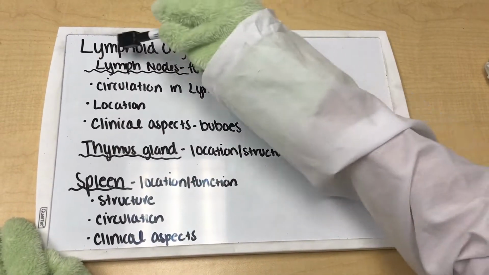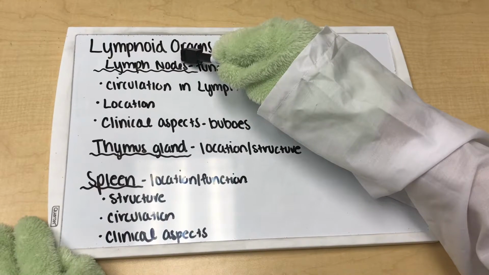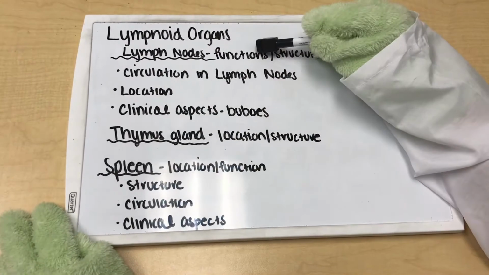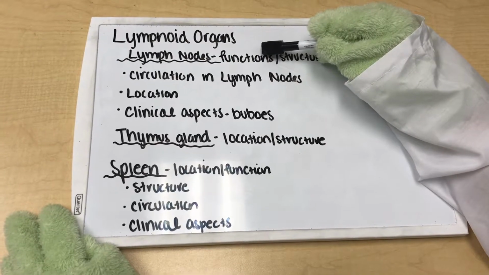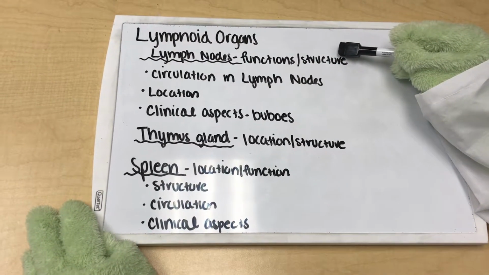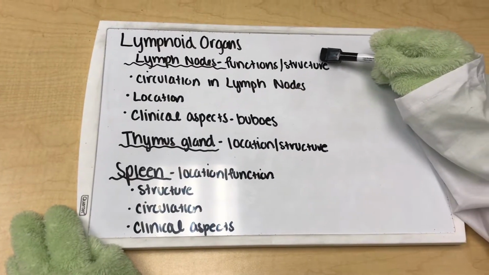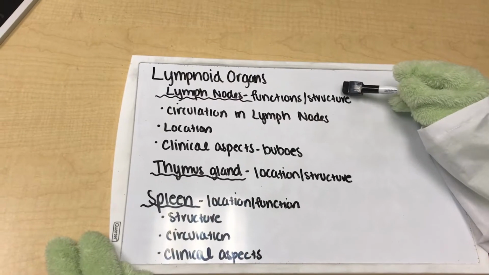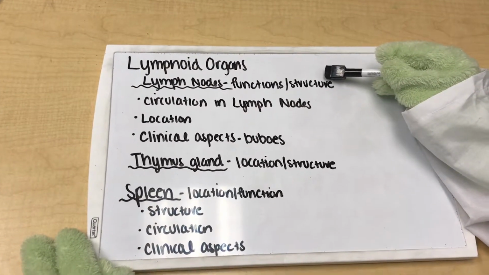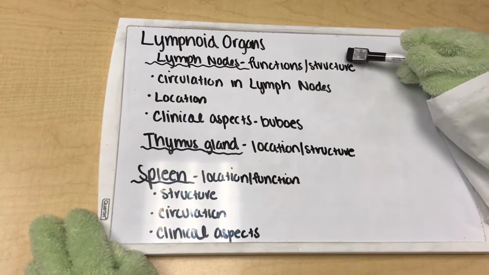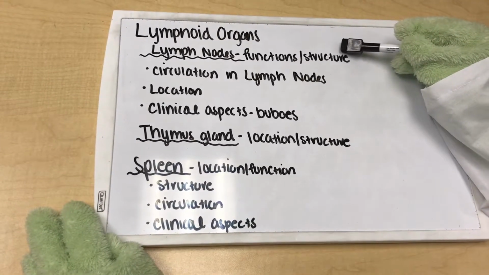The 3 lymphoid organs include the lymph nodes, the thymus gland, and the spleen. The function of the lymph node is to filter lymph. Its structure includes a capsule, stroma, inner and outer cortexes, medulla, and lymph sinuses. The capsule within the lymph node contains trabeculae.